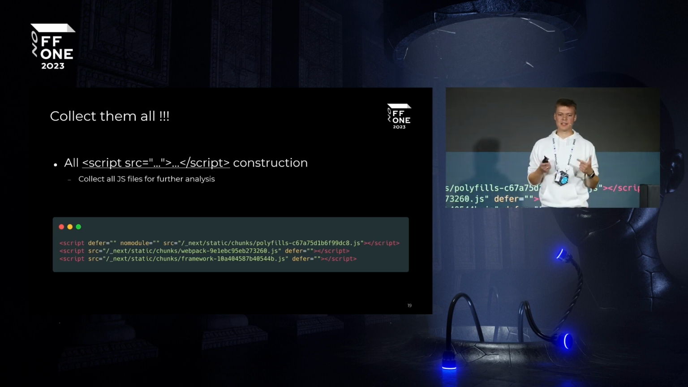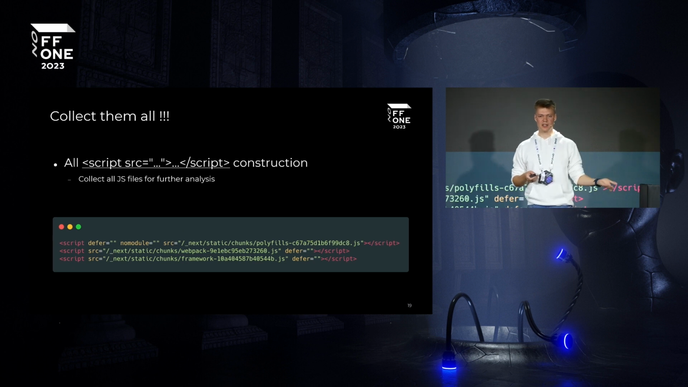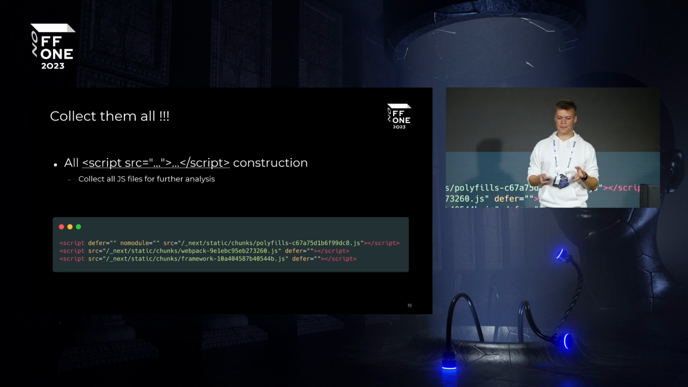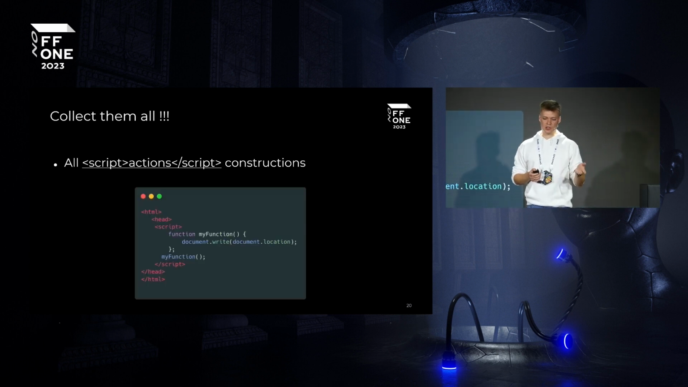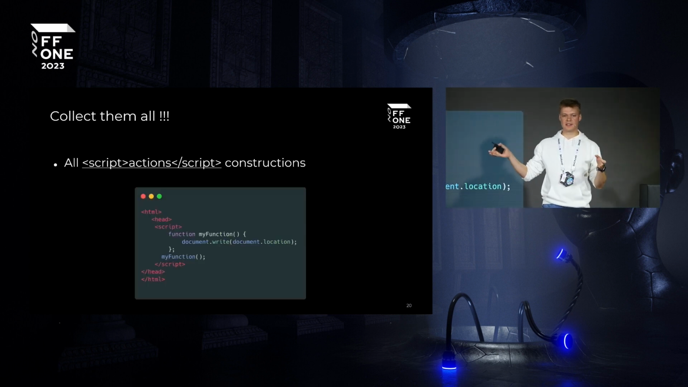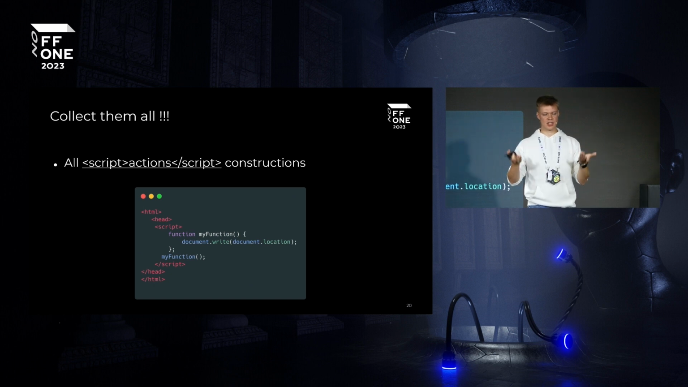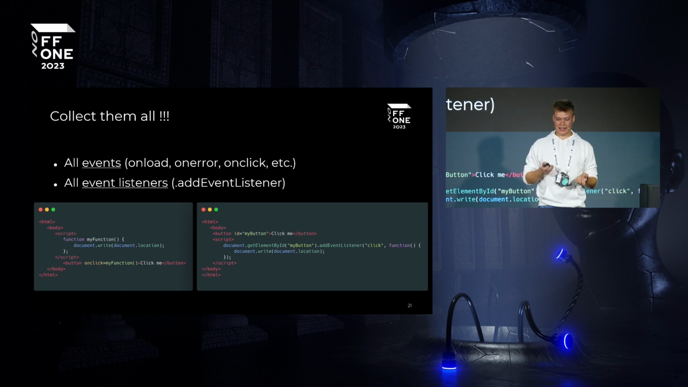First thing I gather is all kinds of script src equals, and then a link. This is the construction that is used to connect libraries. We do this virtually on every page. That's why we need to understand which page uses which library. After that, I also collect script, action, script constructions. They are JS scripts that are part of the HTML page.